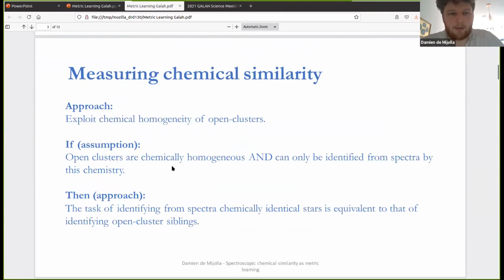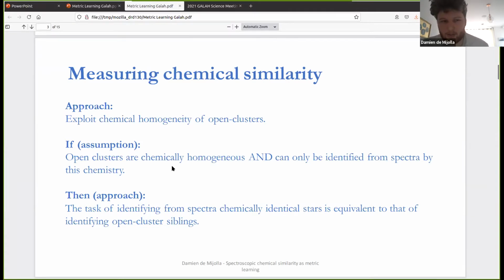Now, the idea of our approach is, instead of using synthetic spectra, we want to exploit the chemical homogeneity of open clusters to find other chemically similar stars. To do this, we have to make a few assumptions. We need to assume that the open clusters are chemically homogeneous, but we also need to assume that they can only be identified from spectra by their chemistry.